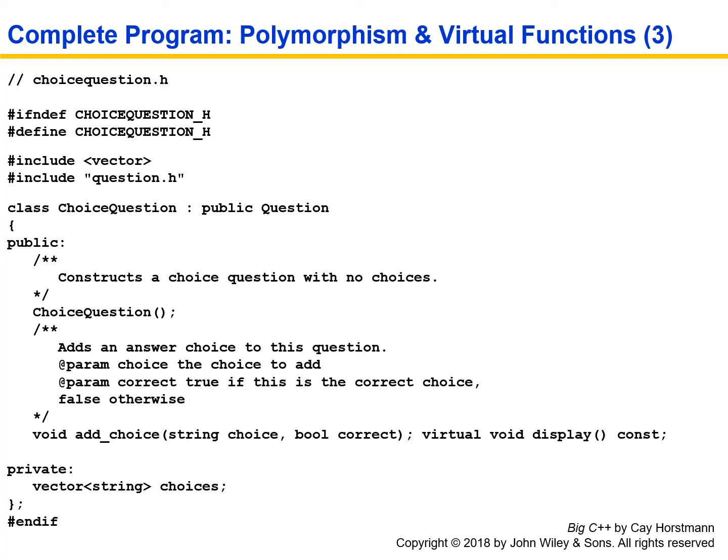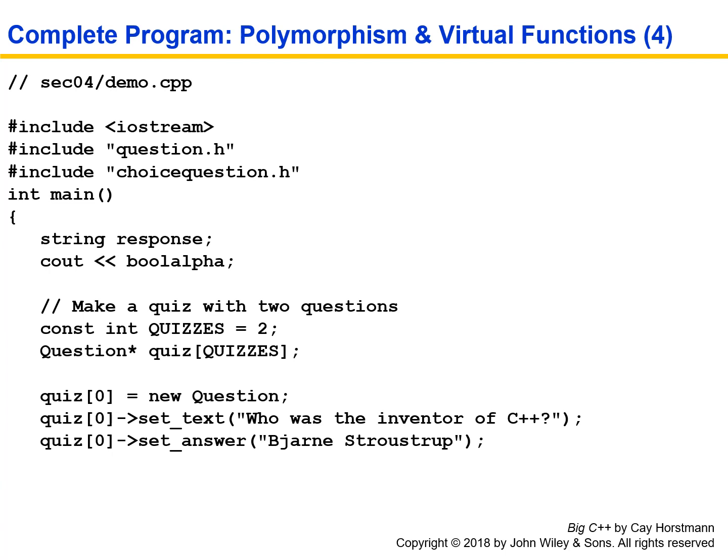Choice question is going to have an add choice function that adds a choice and sets whether it's correct. And it's going to have a virtual void display that overrides the display function. And it's going to add private data, a string of choices. Okay, they chose not to show us the text for the declaration for the numeric question because they're not using it in this particular program.